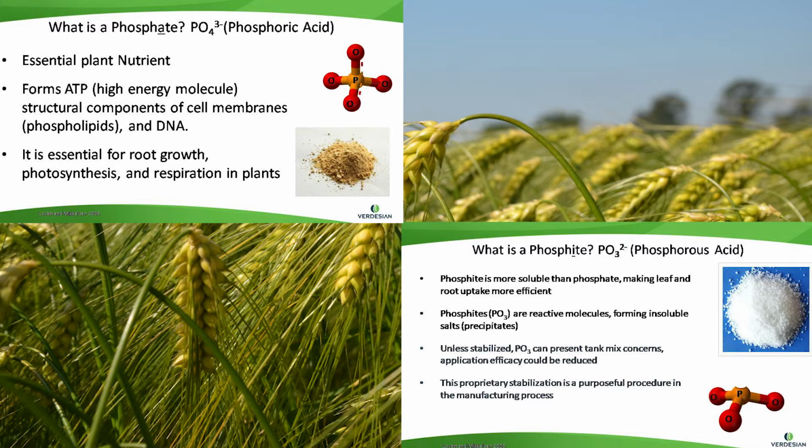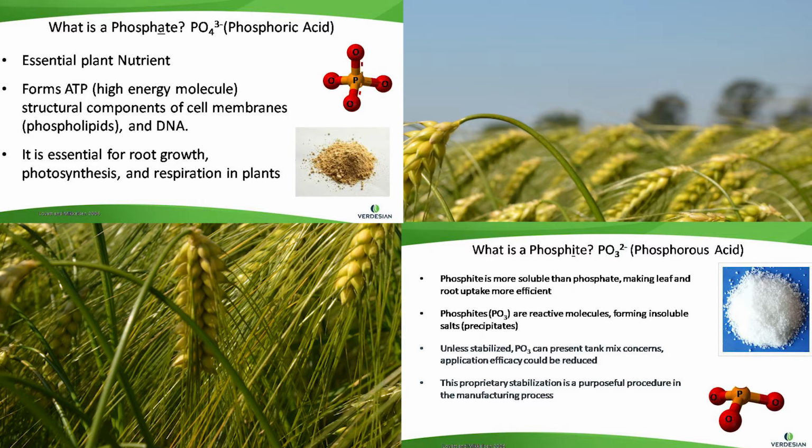Phosphates are a PO4. They are a derivative of phosphoric acid. They're an essential plant nutrient, with phosphate being a really important part, a fundamental part of ATP and cell membranes, and essential for root growth, photosynthesis, and the respiration in plants.